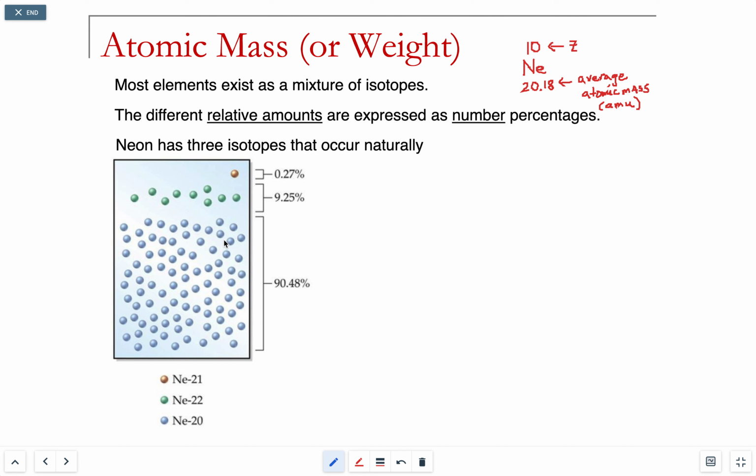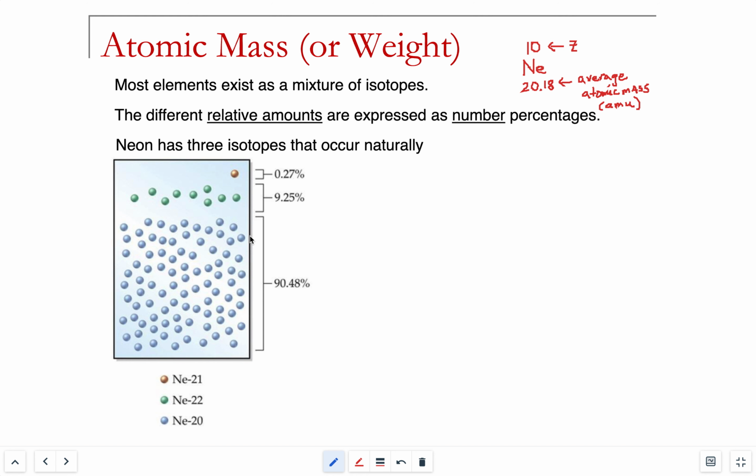90.48% is neon 20. If we look at neon 22, roughly 9 out of 100 will be neon 22. So that's 10 protons and 12 neutrons. And then neon 21, less than 1 out of 100 is going to be neon 21 with 10 protons and 11 neutrons. Now, the way you calculate the average mass for these elements, these are not weighted equally because they're not equally populated. They're not in equal abundance.